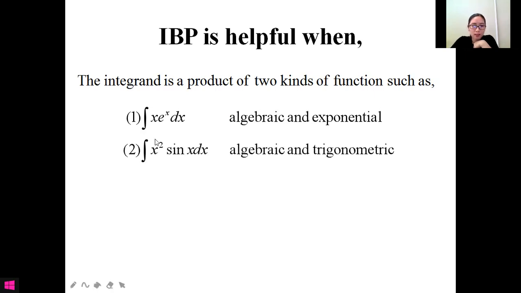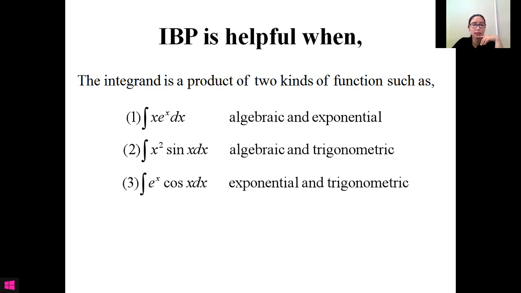So next is if we have an algebraic and trigonometric na combination. So for example, in this one, integral of x squared, which is an algebraic function, then we have sine x, a trigonometric function. So nag-combination silang algebraic and trigonometric. So also, magamit nato si IBP kung naa tay combination ni exponential and ni trigonometric. For example, integral of e to the power of x cosine x dx. So e to the power of x is an exponential function, tapos cos x is a trigonometric function.